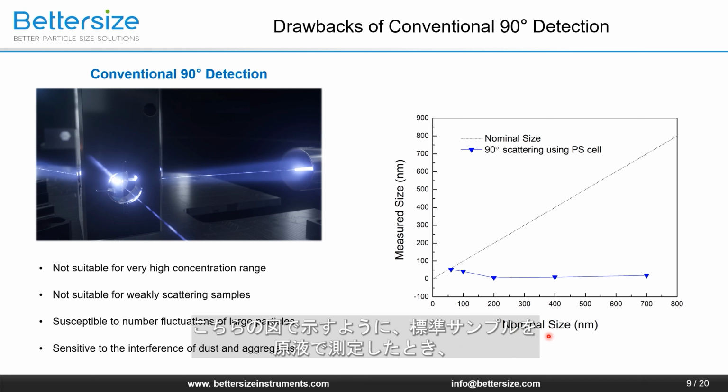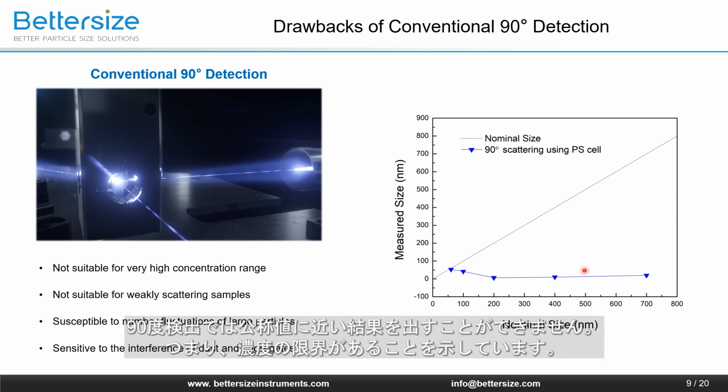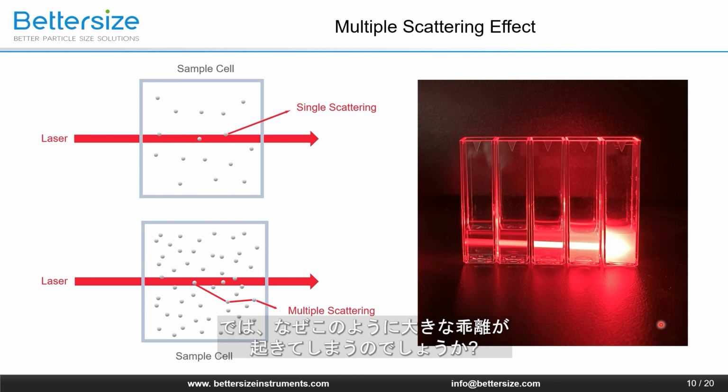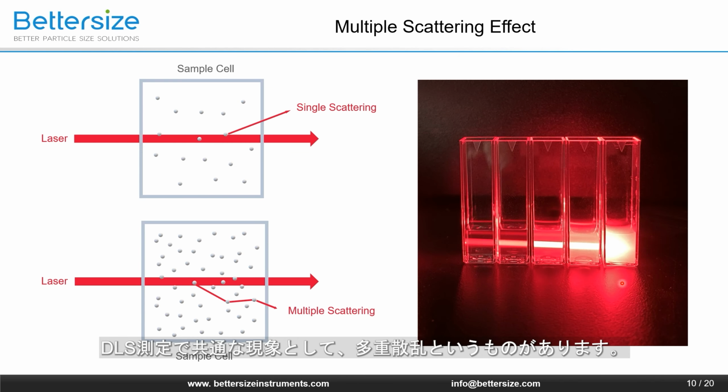As shown in this figure, when measuring the size standard sample in the original concentration, the 90-degree optics can provide the value close to the certified value, suggesting its limited concentration range. Well, what are the causes of this great deviation and how do we fix it? There is a common phenomenon in DLS analysis called multiple scattering that we need to know.